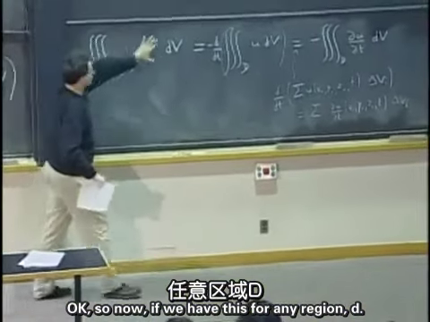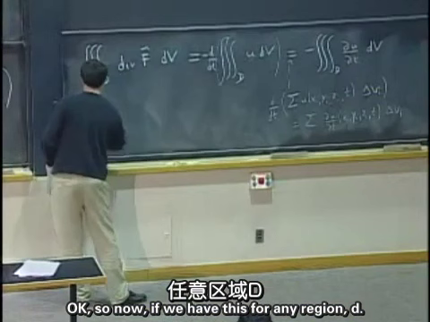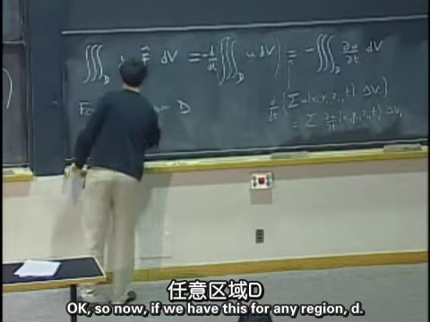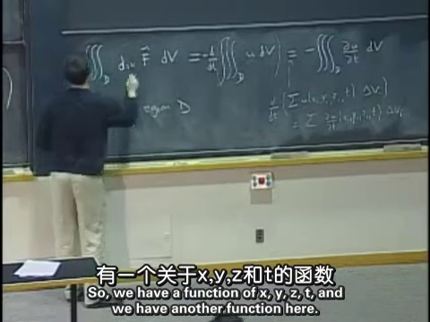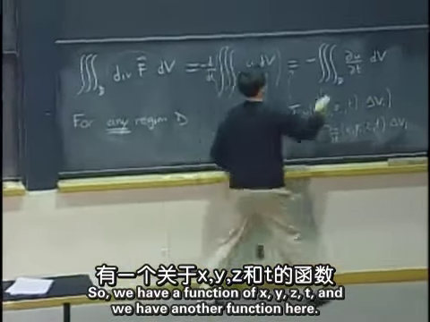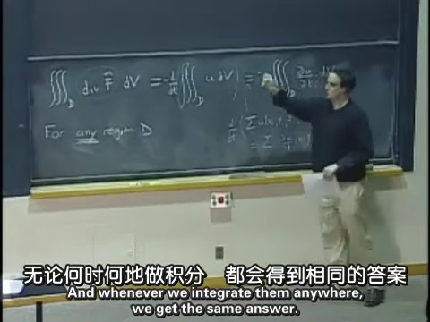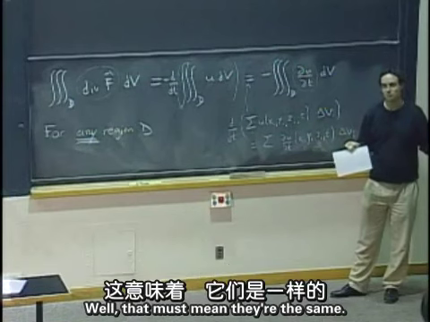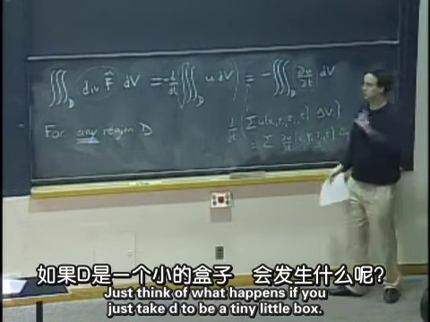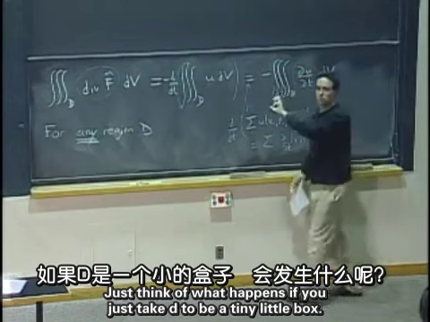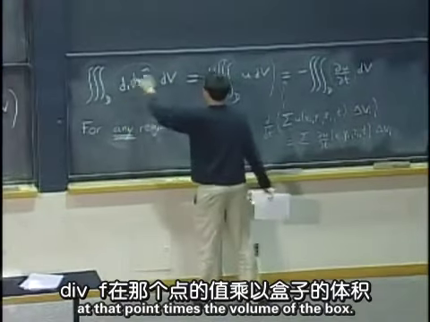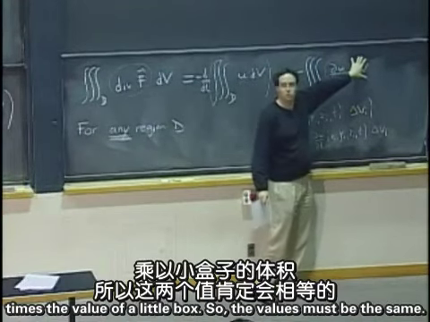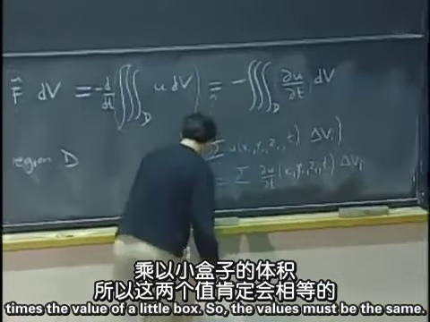Okay, so now if we have this for any region D, so we have a function of x, y, z, t, and we have another function here, and whenever we integrate them anywhere, we get the same answer. Well, that must mean they're the same. Right? Just think of what happens if you take D to be a tiny little box. You'll get roughly the value of div F at that point times the volume of the box. Or you'll get roughly the value of ∂u/∂t at that point times the volume of a little box. So the values must be the same.